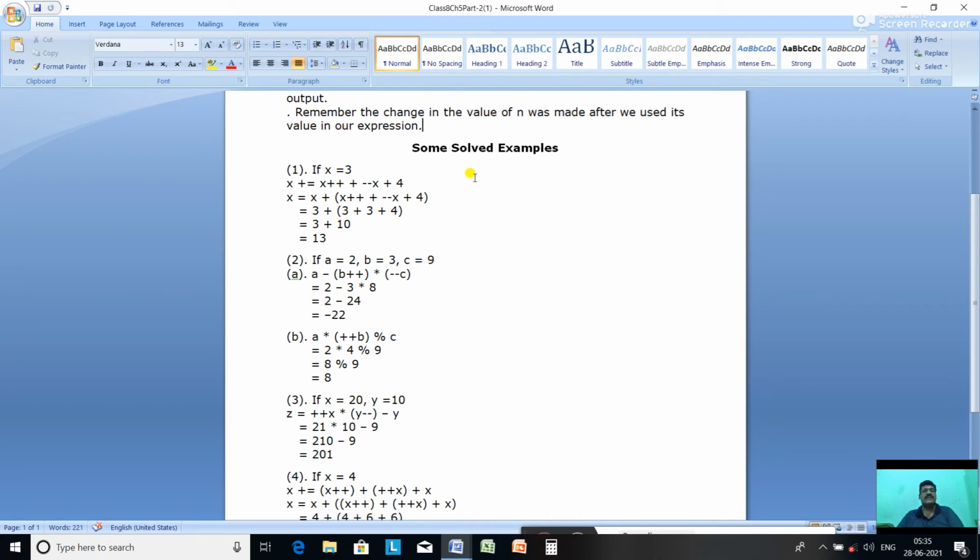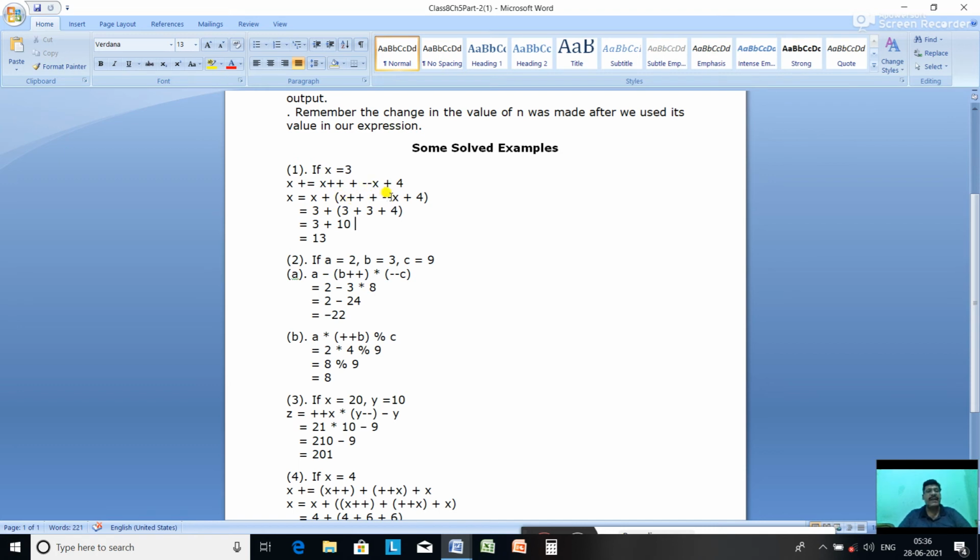Let us see some examples. For example, first one, if x equal to 3, then x plus equal to x plus plus plus minus minus x plus 4. It is using the shortcut notation plus equal to. The x plus equal to means x equal to x plus the whole thing. So x plus equal to means x equal to x plus, in the bracket you can write x plus plus plus minus minus x plus 4. Now x value is 3, the 3 plus, now x plus plus, it is postfix. So it will be using the initial value. So what is initial value? Initial value is 3. After that, x value will become 4.